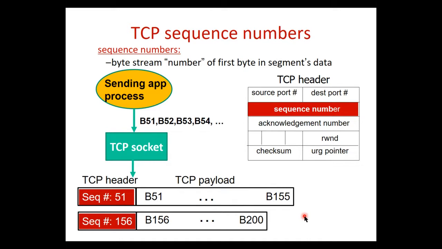Are we clear on the sequence number? Does it increment by 1? No, it does not increment by 1. It goes from 51 to 156. Essentially, it models the data as bytes. Each byte has a number, and the number carried by the TCP header, the sequence number, is the number of the first byte in the payload, not an increment by 1.